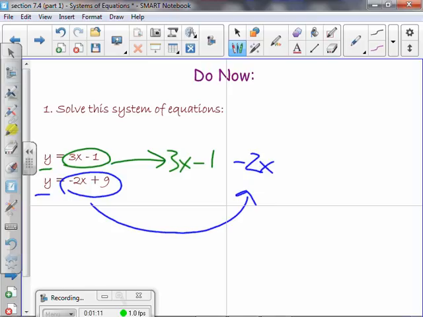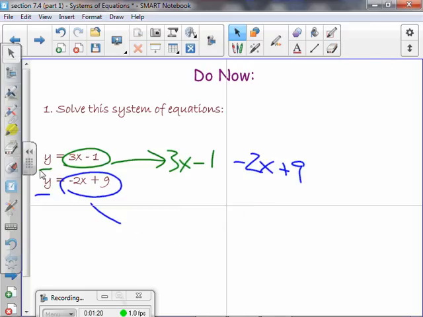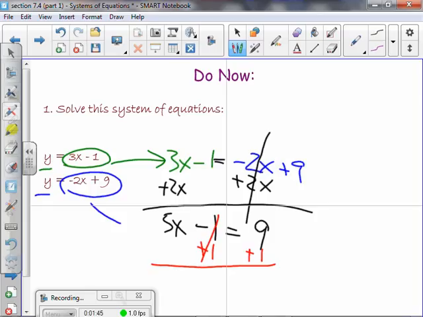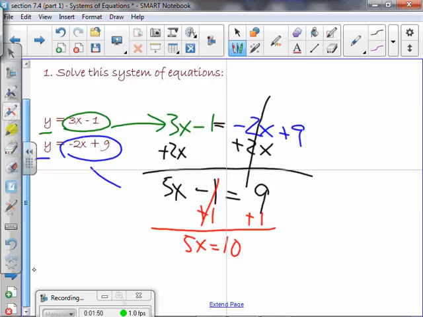2x plus 9. Okay. Now I'm going to take this arrow out of my way because we'll need that space. I'm going to set these equal to each other, and I'm going to solve. Once again, I'm going to try to get rid of the smaller one. So that negative 2x, we're going to do plus 2x on both sides. That's 0. 3x plus 2x is 5x, so 5x minus 1 is equal to 9. Now we get x by itself, plus 1, 5x equals 10. And I can see by sight that that's going to be 2.